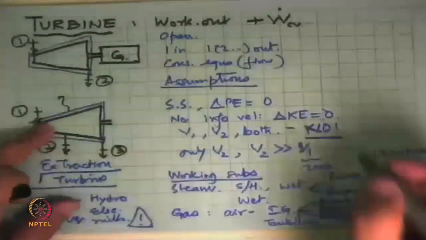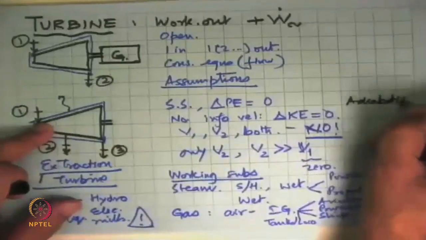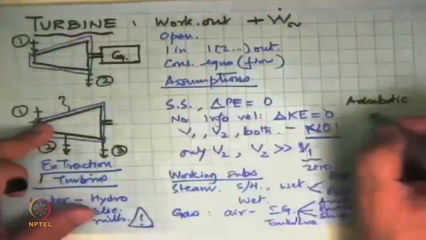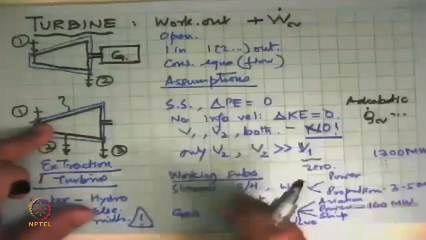So what are the assumptions we have seen there? What equations have we looked at? We assume that if there is no other information given, this is adiabatic. If it is specifically mentioned that it loses some heat, some Q dot CV is there, then we take that value in the first law equation. Otherwise, if there is no mention, we can assume that the turbine is adiabatic.